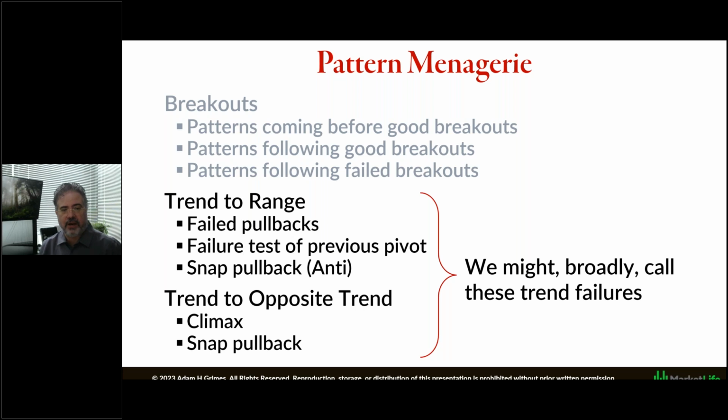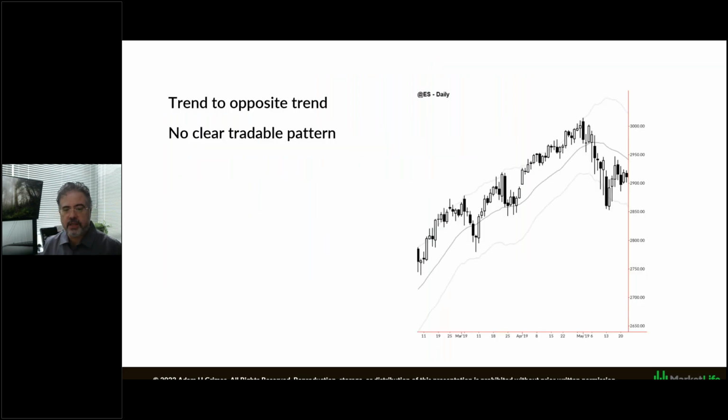Continuing with our pattern menagerie, looking at these trend failures. Let's jump into these. We won't look at these in quite so much detail. So here are a few historical examples. So this is an uptrend that reverses into a downtrend. I don't think there's really any super clear tradable pattern here to my eye.